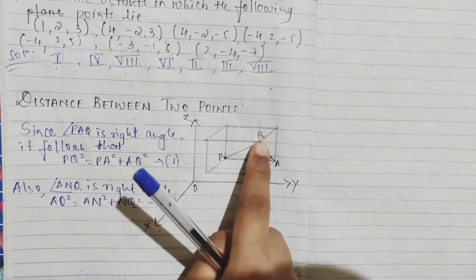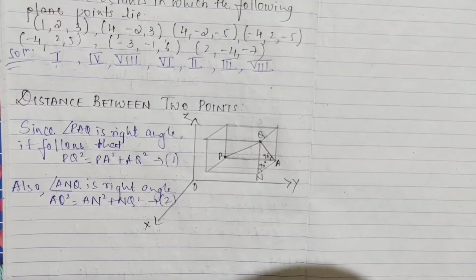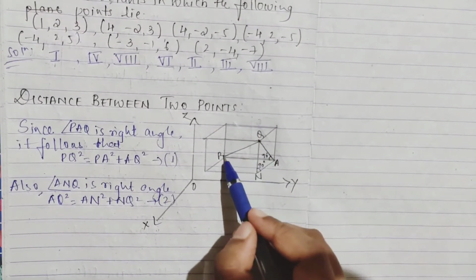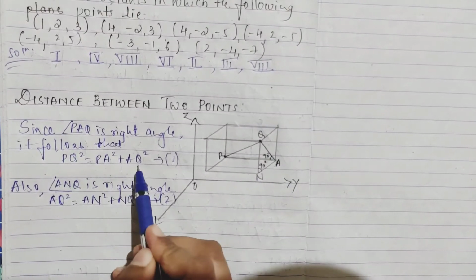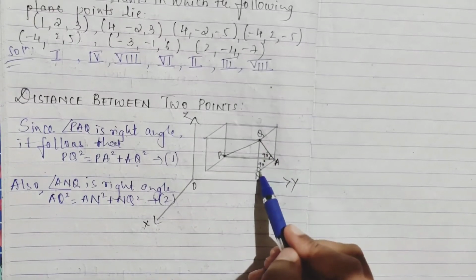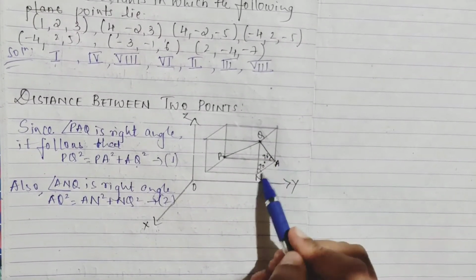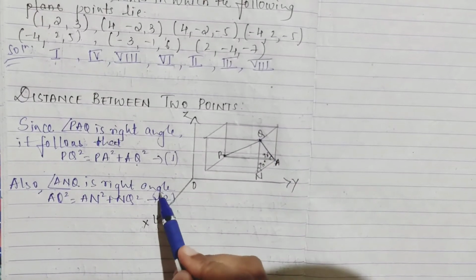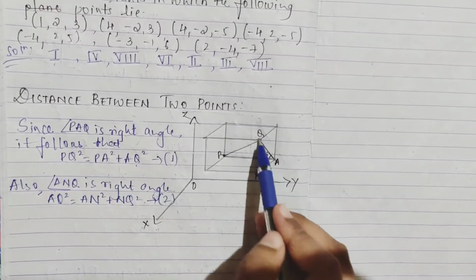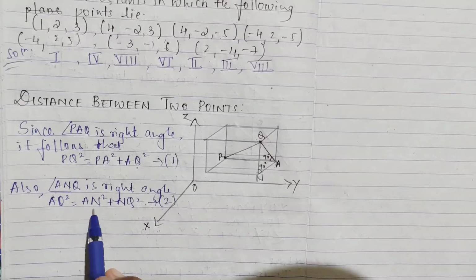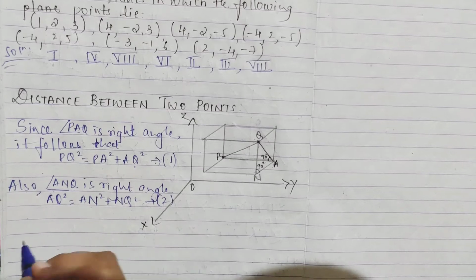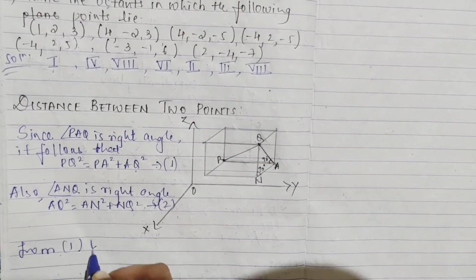So considering PAQ as a right angle triangle, applying our Pythagoras theorem, PQ square is equal to PA square plus AQ square. I have written the same. Considering this triangle also, this is a right angle triangle, right? So AQ square is equal to AN square plus NQ square. I will take these as equation 1 and equation 2. In both equations AQ square is common, so here you are getting AN square plus NQ square. This I can substitute in equation 1, right? So I can write from 1 and 2.